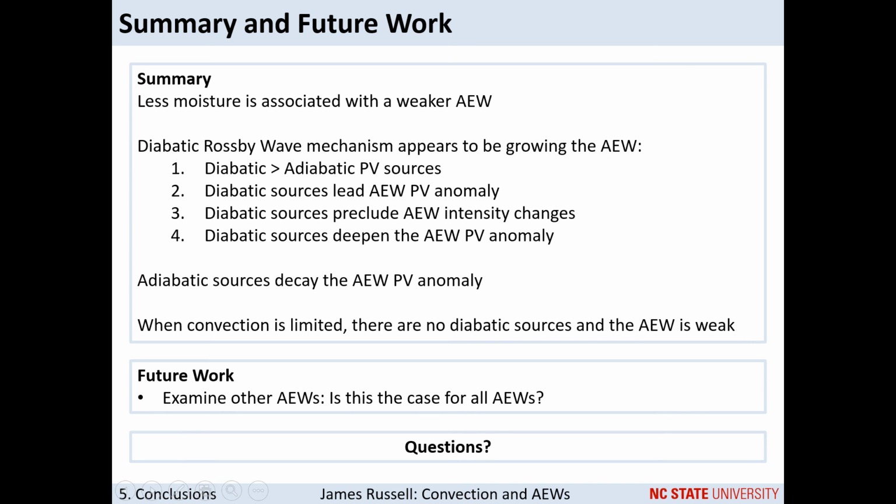And so in future work, I would like to examine other easterly waves. Obviously, this is just one easterly wave, and this case may not be representative of the full spectrum of African easterly waves. And so that's an important thing that we need to do. And with that, I'm going to end my talk here.